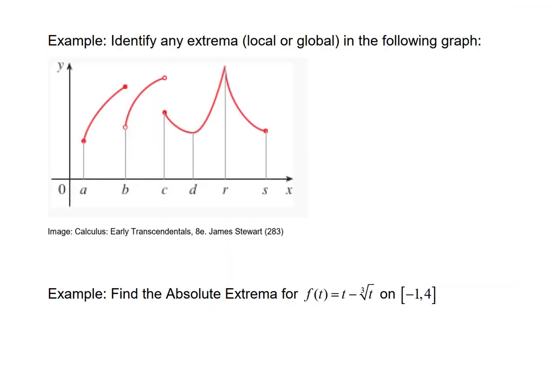Let's try an example where we want to identify any extrema, local or global, relative or absolute, in the following graph. Now, this graph is drawn, and let's see if we can describe it and then dive right in. F of a is a solid dot, and then there's an increasing curve that bends downward to the right, but it's still increasing all the way up to where we find f of b at the top of that little piece of the graph.